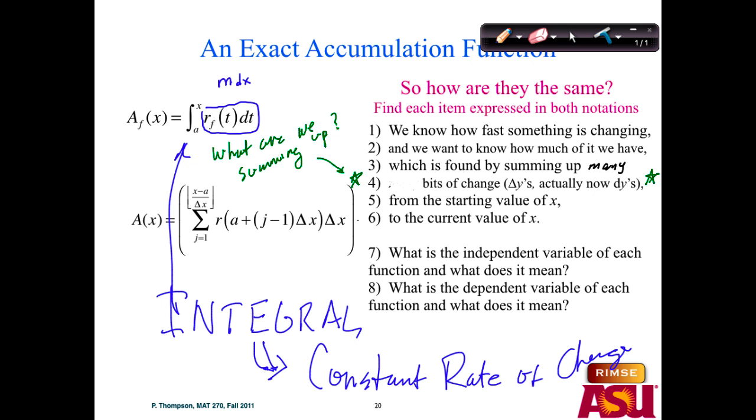So the reason that we're so big on constant rate of change, understanding it, is because it's the foundation of integral, right? That's what it's all based on. That we're accumulating at constant rates, right? We're accumulating at constant rates times changes in x.